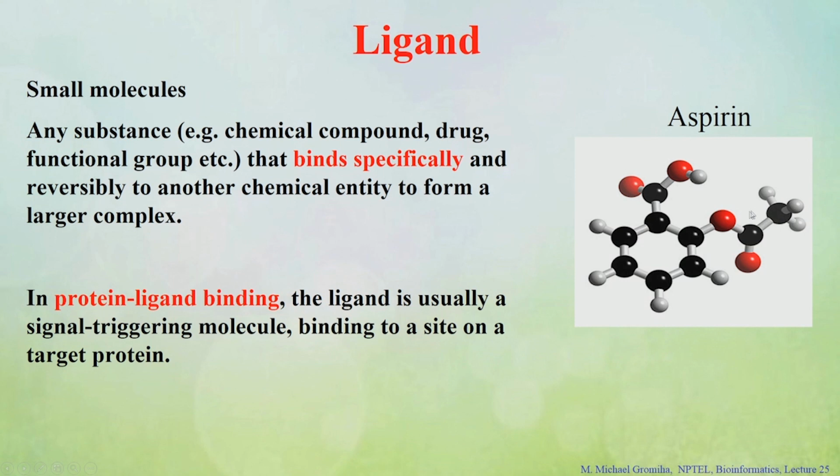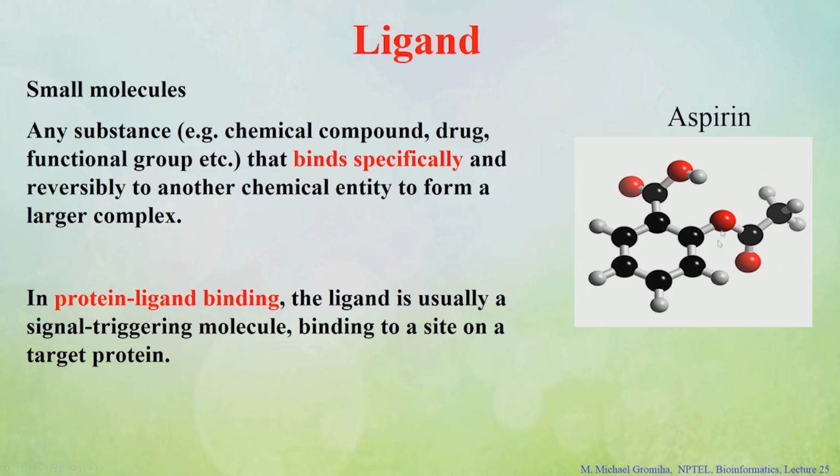So, when you go to protein ligand interactions, what do you mean by ligand? What is the meaning of ligand? Generally, ligands are small molecules, or any substance or chemical compound, which can be a drug or any functional group that binds specifically to another entity to make a complex. For example, a small molecule can interact with a protein, like a protein ligand complex, or a drug molecule can interact with DNA, like DNA drug interactions, and so on.